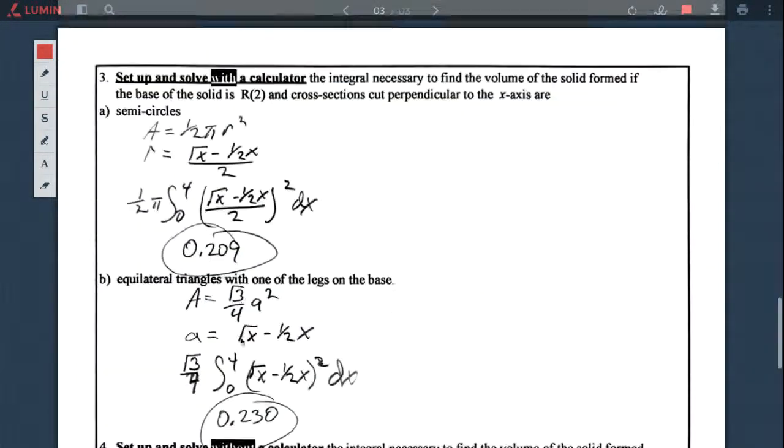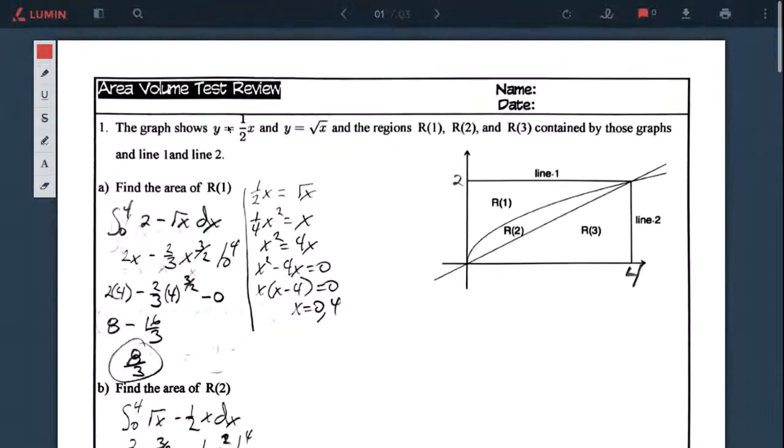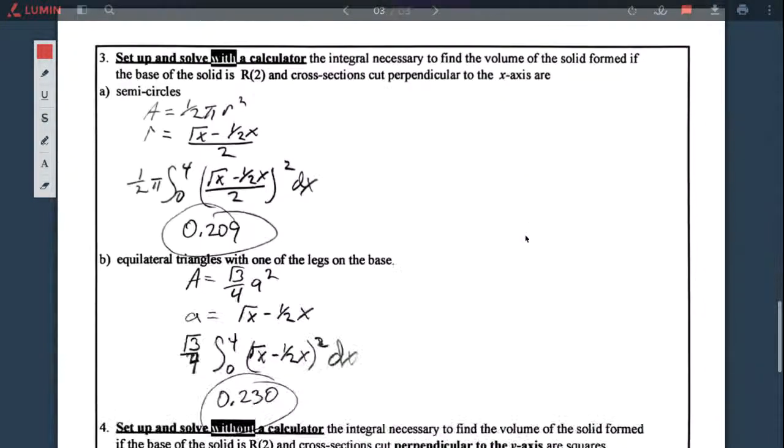This time we're doing slices on the last page, and we're doing it with R2. So semicircles, my area formula is 1/2 pi r squared. So I need to figure out what r is. R is going to be top minus bottom, so square root minus the 1/2 x. And remember, since I'm doing semicircles, I always have to divide the r by 2. I plug that in, so I have my r squared, I have the 1/2 pi out front, and I've got my limits. The calculator I used gave me 0.209.